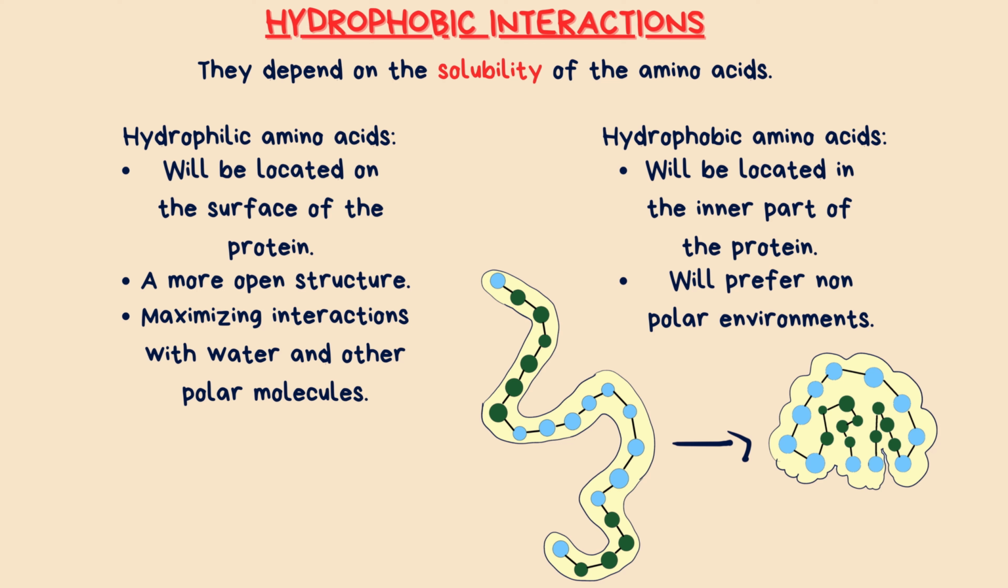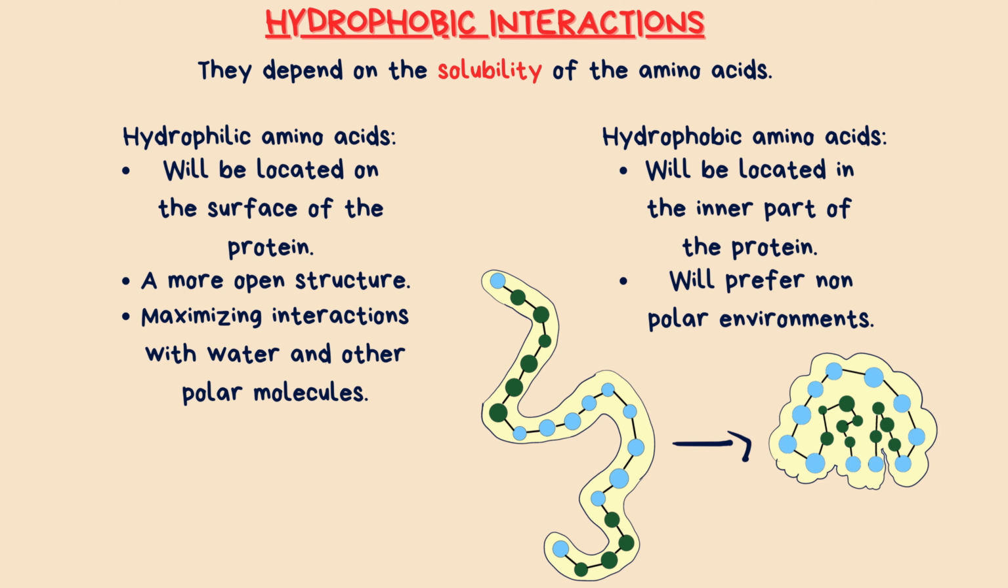A protein with mostly hydrophilic amino acids will tend to have a more open structure, allowing maximum interactions with water and other polar molecules. But what about a protein with a lot of hydrophobic amino acids? That one will prefer non-polar environments, like the interior of a membrane. Most polypeptide chains contain both hydrophilic and hydrophobic amino acids, though, so a protein's final shape is a balancing act.